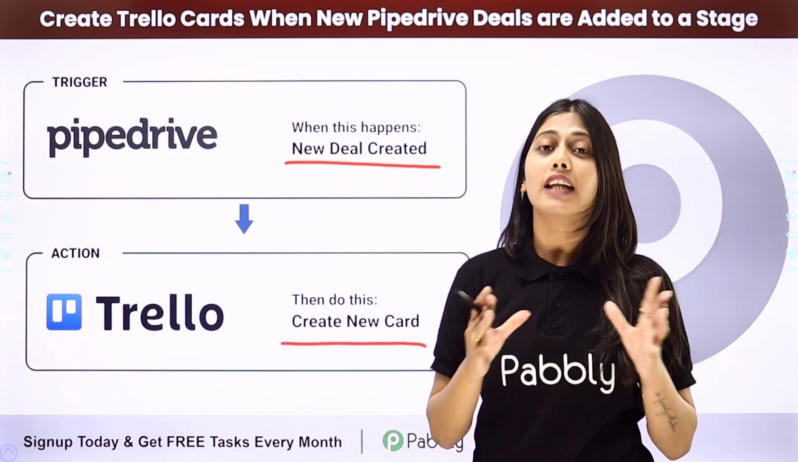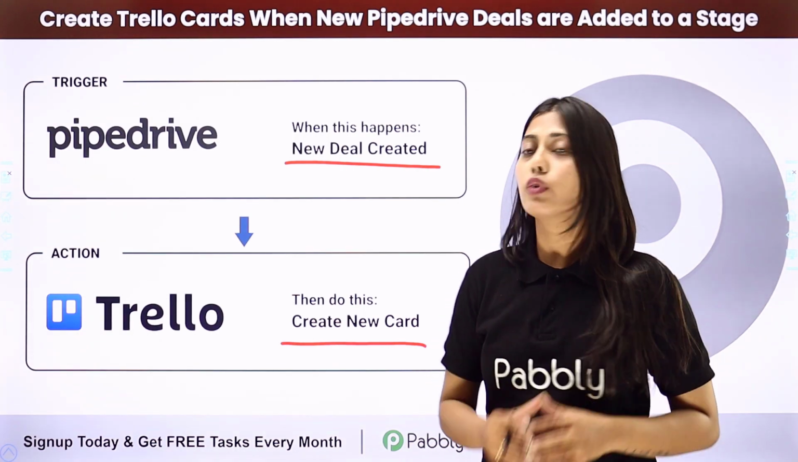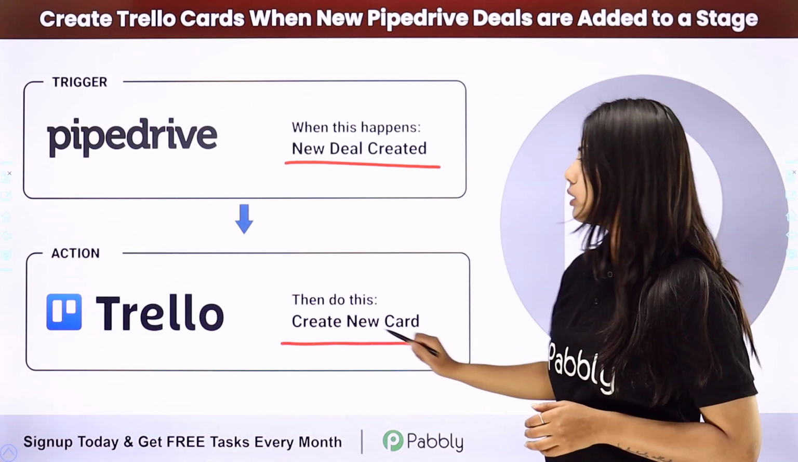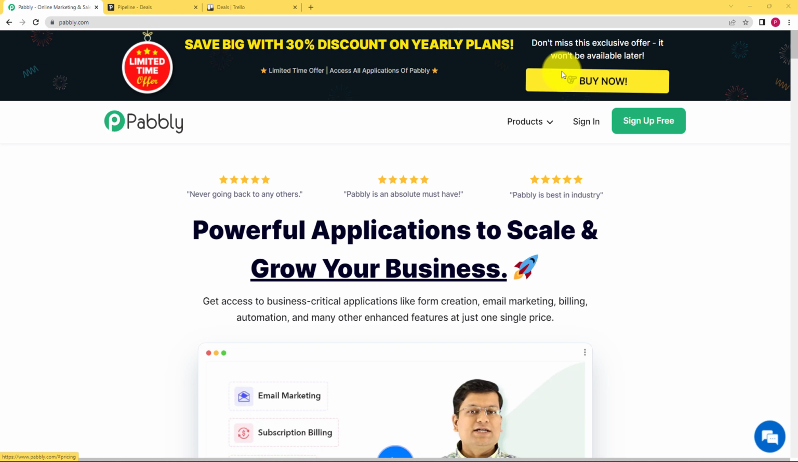So let me tell you, you can actually automate this process using Pabbly Connect, where our trigger will be creating a new deal in Pipedrive and our action is going to be creating a new card in Trello. Let us learn how to do it. So in this video, today we will learn how to create Trello cards when new Pipedrive deals are added to a stage. Now what is Pipedrive?